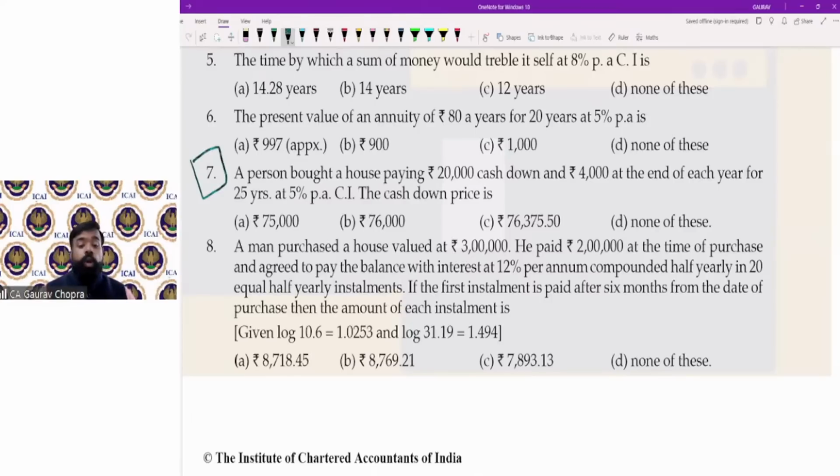A person bought a house paying rupees 20,000 cash down and 4,000 at the end of each year for 25 years. The cash down price is... So now you have to calculate the price.